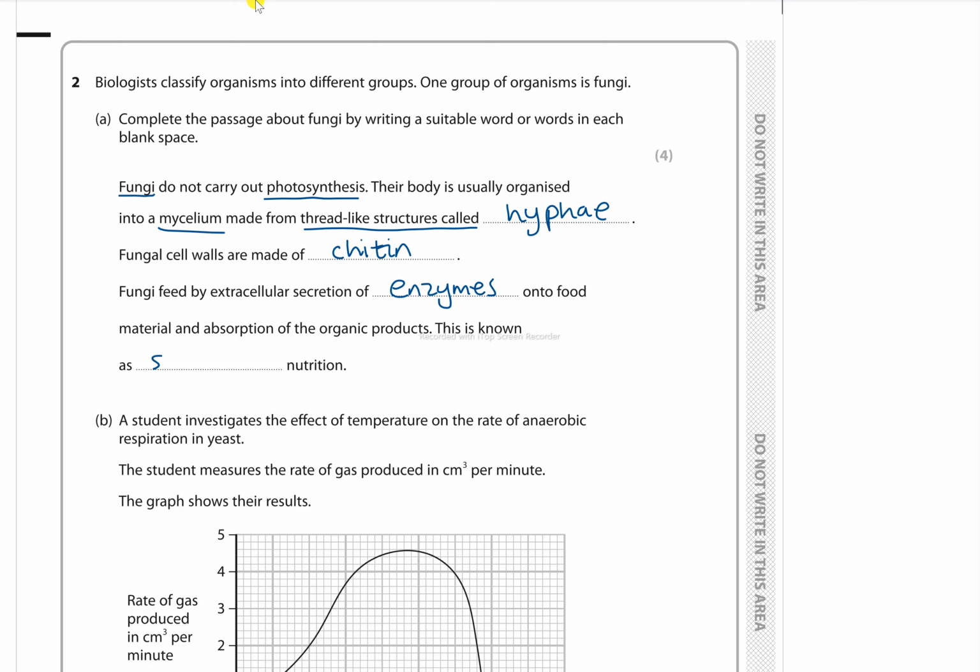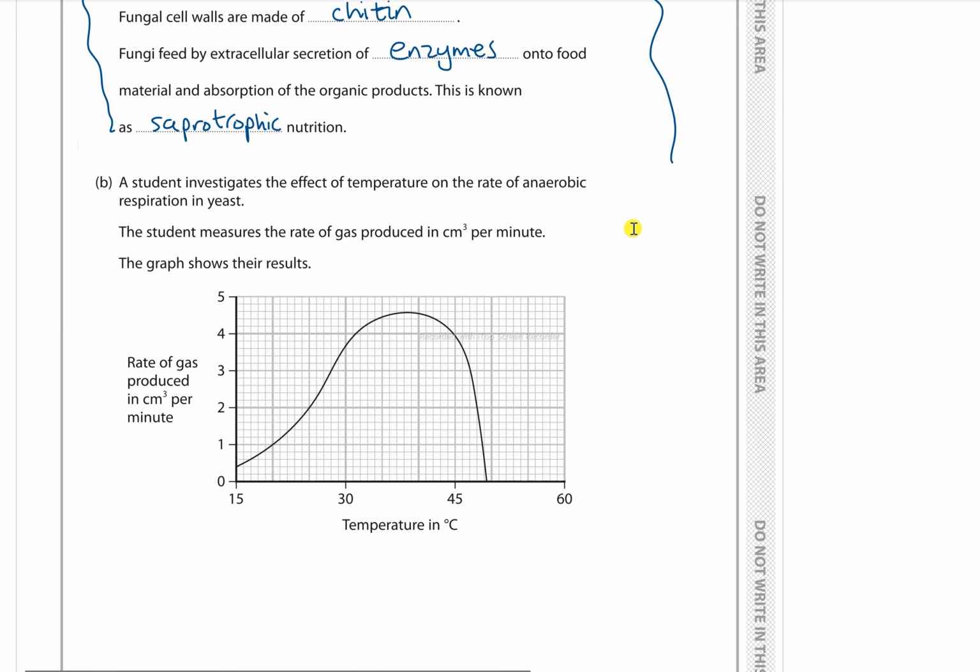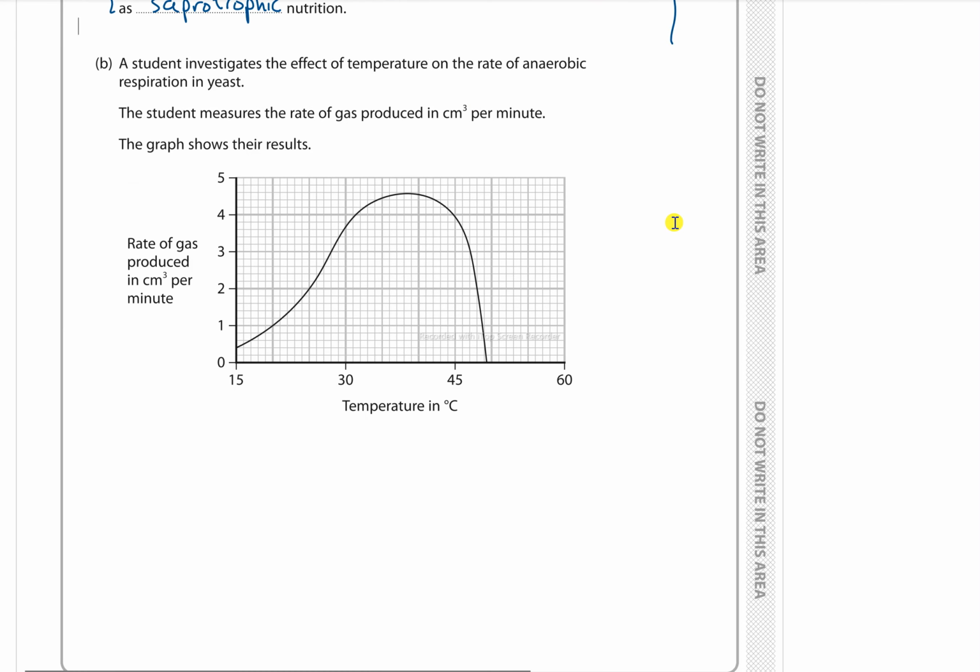This is known as saprotrophic nutrition. So it looks like they've drilled down onto other mechanisms as opposed to humans, how the humans feed or animals feed or mammals feed. So what they're saying is they're widening everything, so you've got to make sure you know all the topics. If you want a top grade, start reading.